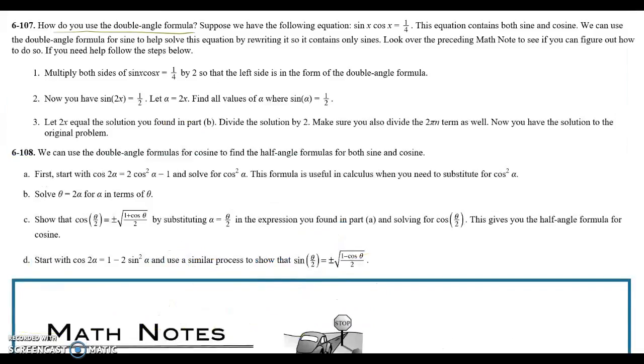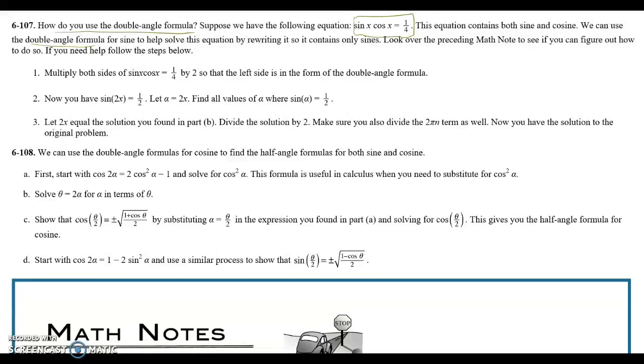Okay, 107, how do you use the double angle formula? We didn't quite get to this one, so here's an example of when it could be used. Suppose we have this nifty little equation right here. Sine x times cosine x we know is equal to 1/4. This equation contains both a sine and a cosine. So we can use the double angle formula to simplify this so we don't have both sine and cosine. Having both is problematic. So we can rewrite this so that it's going to work out for us.